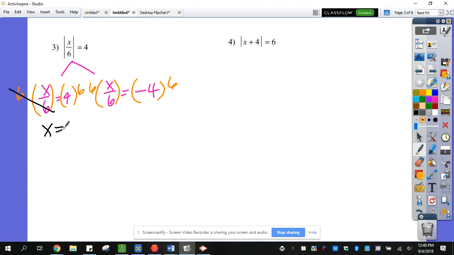X equal to 4 times 6 is 24. Box or circle your answer. The other one, this will be eliminated. X equal to negative 24.